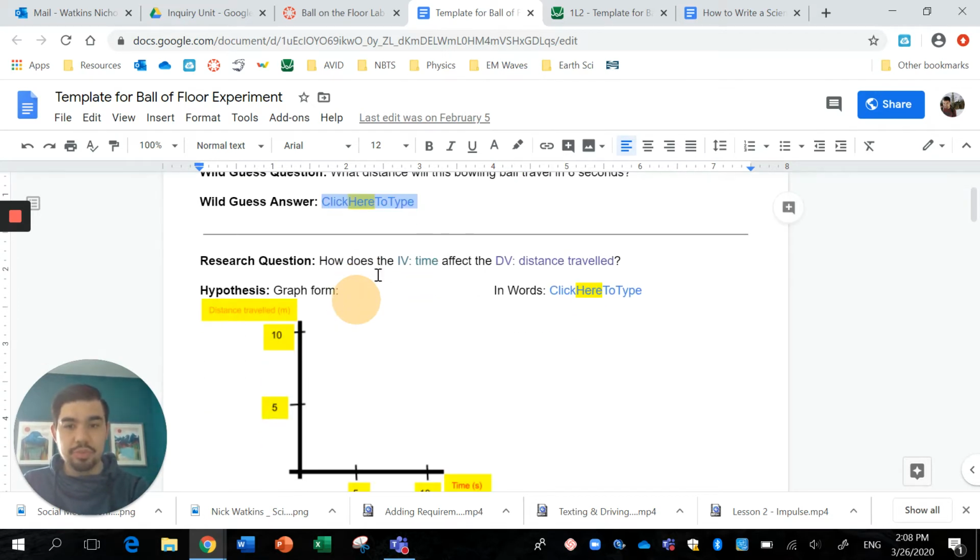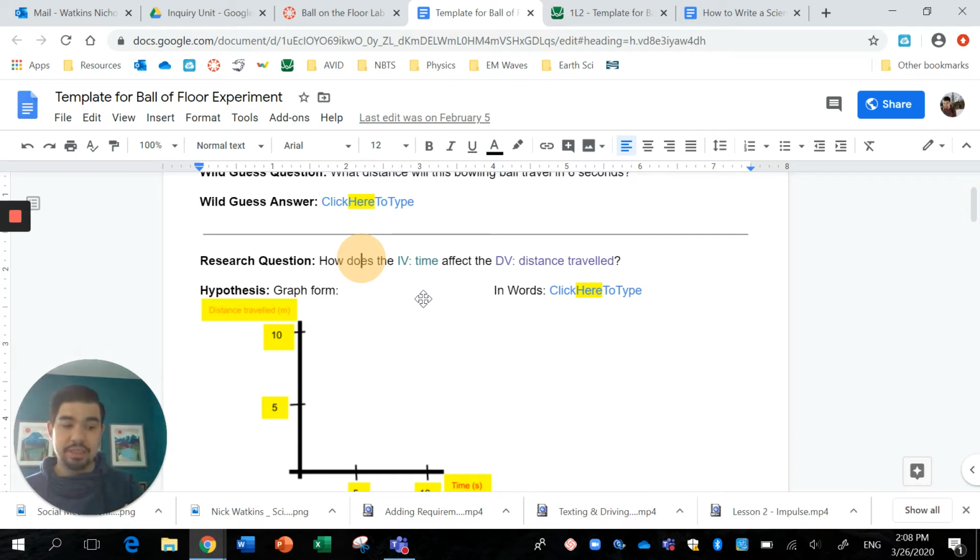Every lab we do always starts with a research question, right? So how does the independent variable affect the dependent variable? Again, your independent and dependent variable will change depending on what the system is that we're studying. In this case, for the ball on the floor lab, we would be studying the time, how long it takes the ball to move, versus the distance that it's traveled. Again, different labs, different things. In the pendulum lab, we're looking at how does the angle of the pendulum affect the amount of time it takes to do one swing.